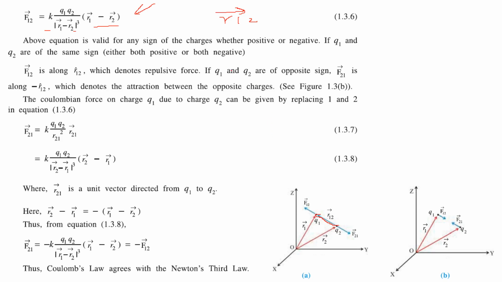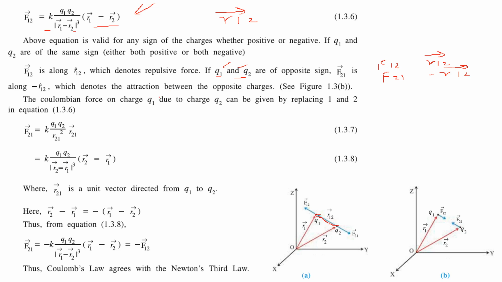Now we have taken Q1 and Q2 of the same sign. If now Q1 and Q2 are of opposite sign, what do we have to do? We have to take F12 as F21. So F21 will be what? This will not be in this R12 sign, meaning the R12 arrow will not be there. It will instead be R12 opposite, negative. So this is showing that there is an attraction between opposite charges.